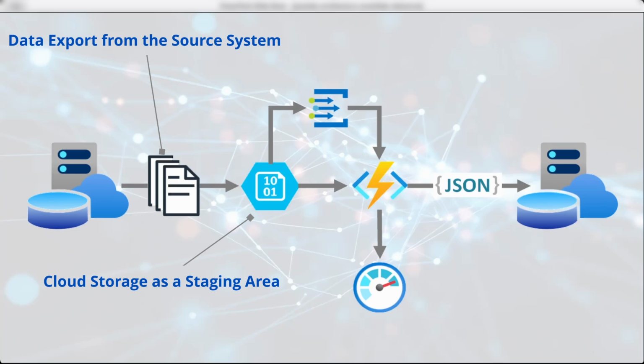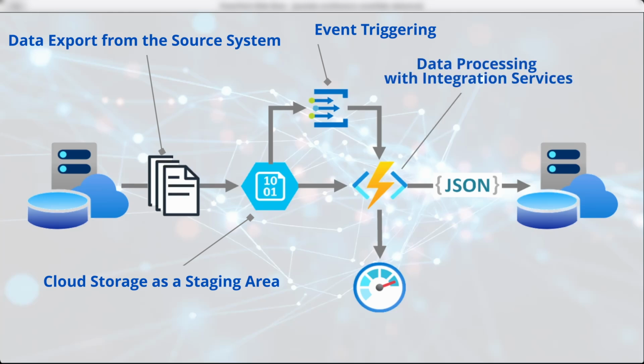This acts as a staging area where the data is temporarily stored before being processed. Cloud storage platforms often support event triggers like Azure Event Grid or Amazon S3 event notifications. These triggers automatically notify downstream services like Azure Functions or Data Factory when new files are added. This enables real-time or near real-time processing. Next, an integration service like Azure Functions or Azure Data Factory picks up the data from cloud storage. This service handles tasks like file parsing, data transformation, and mapping the data to the target system schema.